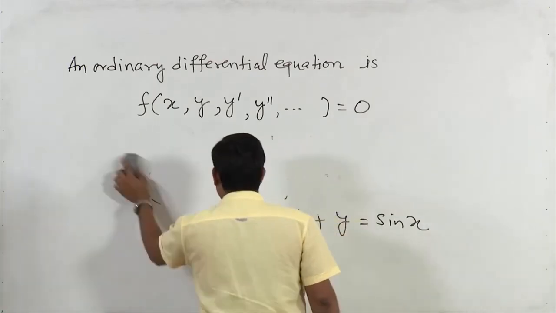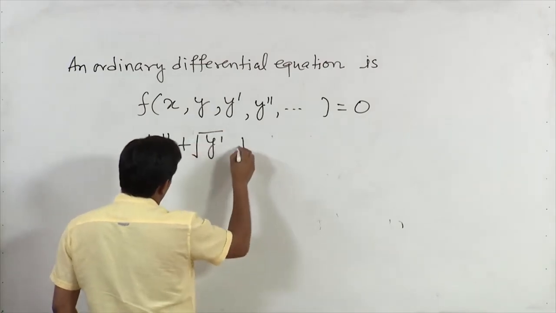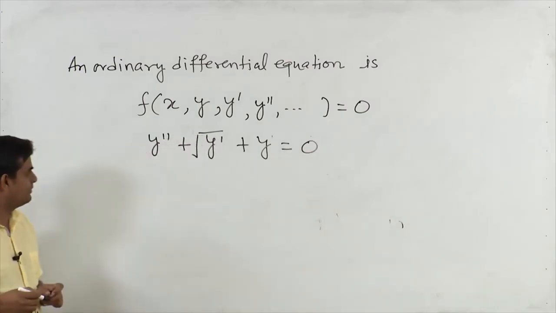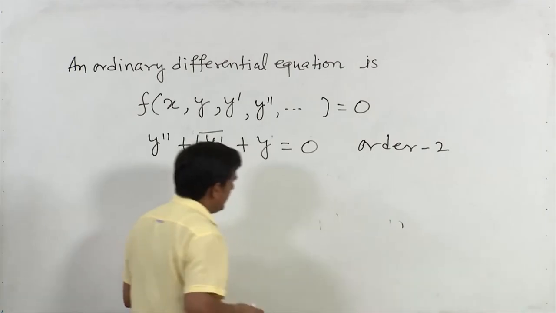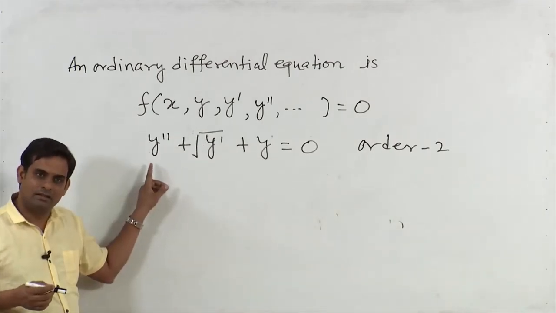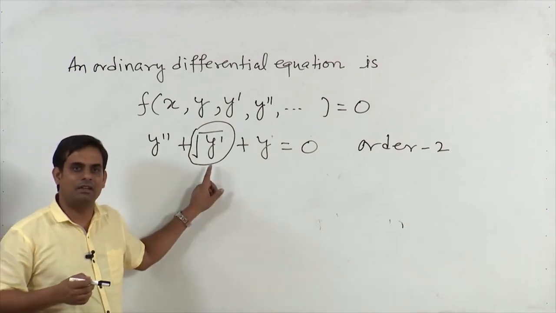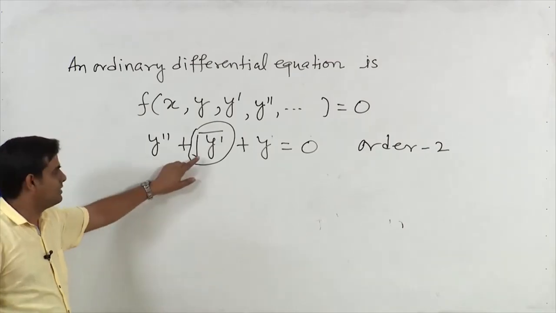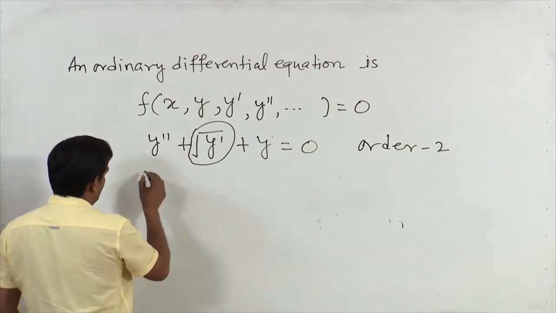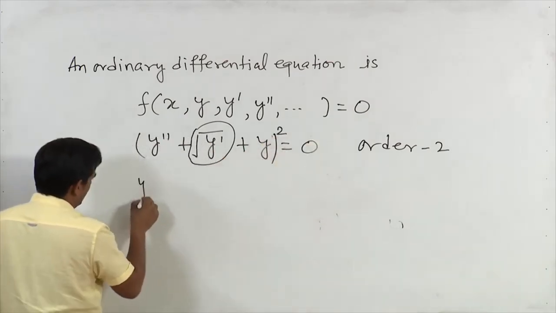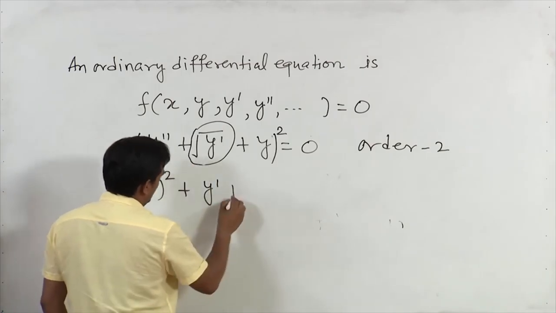If I have an equation of the form, let us say, y double prime plus square root of y prime plus y equals 0, this differential equation has order 2. But here I cannot say that the degree is 1. Why? Because we have a square root term of the first order derivative of the dependent variable in the equation. First of all, we have to remove this square root. So how can we remove it? Let us square the overall equation. So it will become the square of this equals 0, which gives y double prime whole square, plus y prime from this term, plus y square.